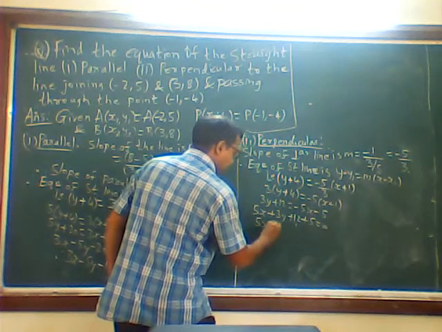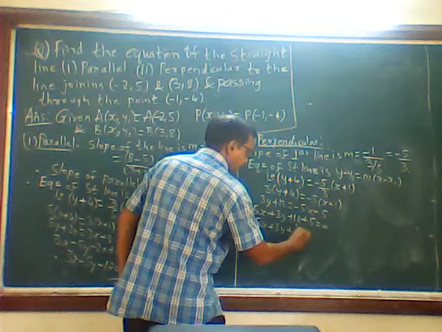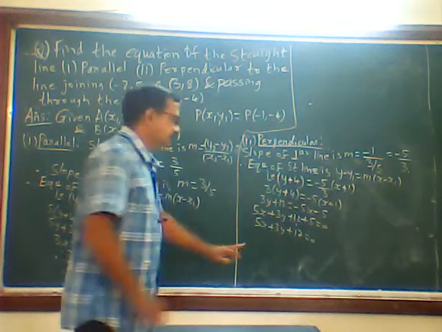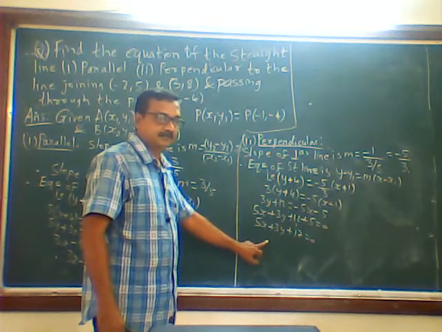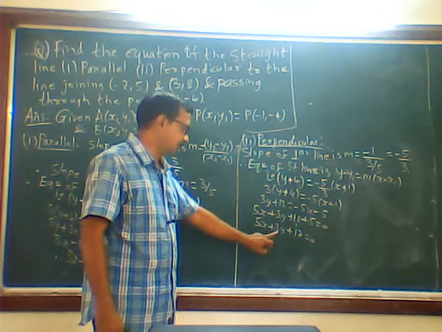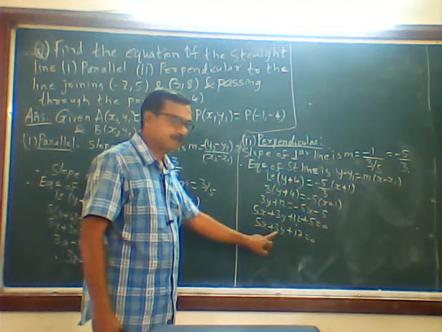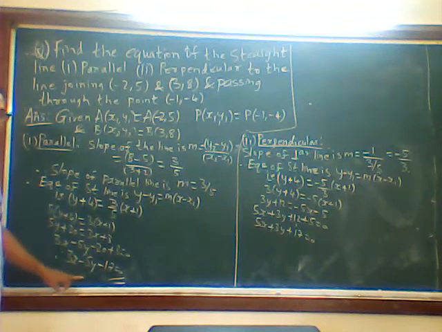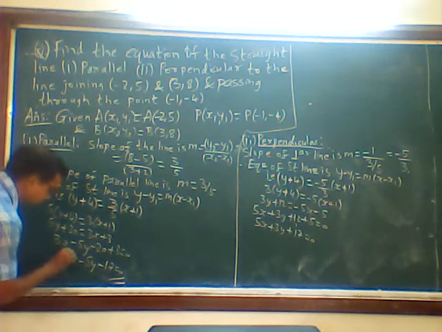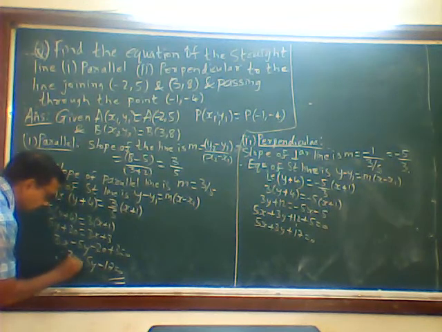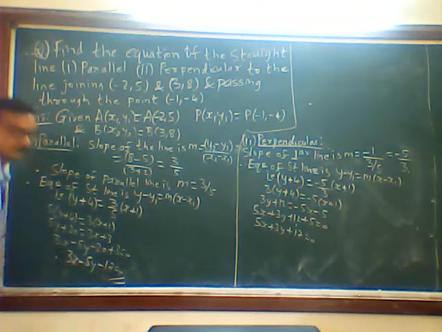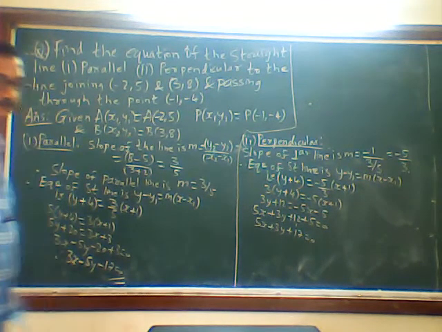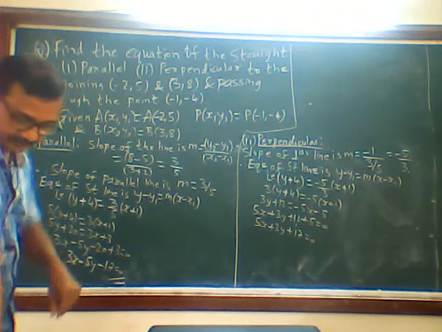So 5x plus 3y plus 17 is equal to 0. That is what I got for perpendicular. If I want the parallel, the 3 will come here, the 5 will go here, and the minus will come here: 3x minus 5y minus 17. Got it? So that way.